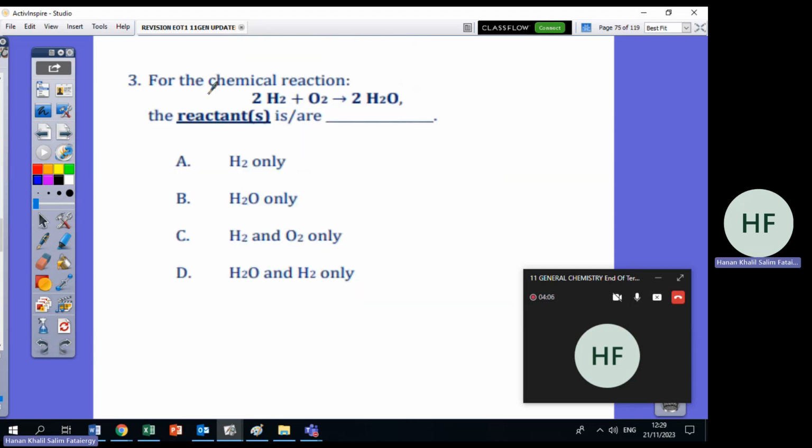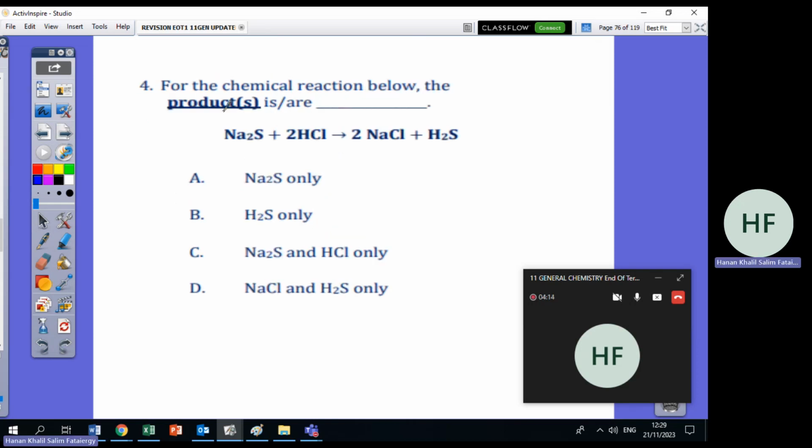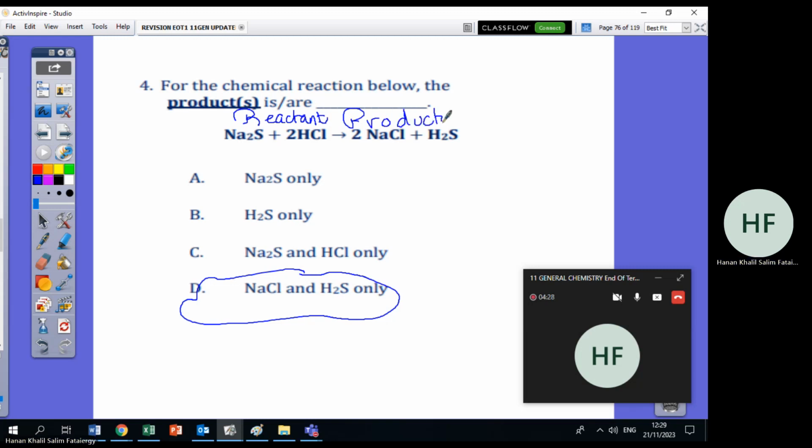Now pause the video and do this question. Pause the video and read the question. Remember, the things that I start with are called reactants, and after the arrow are called products. So these two are reactants, these two are products. Sometimes they don't write the 2 for you, this is okay.